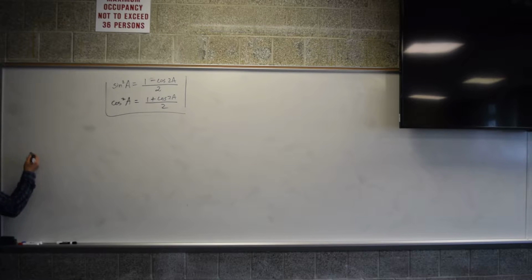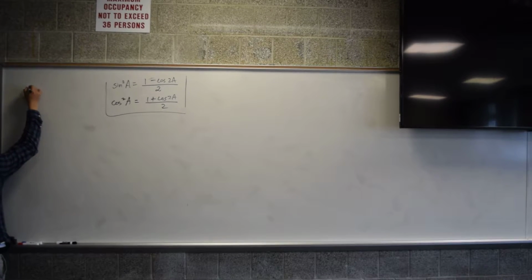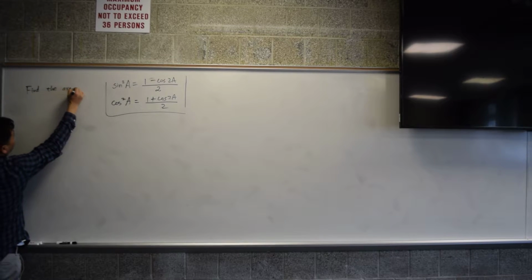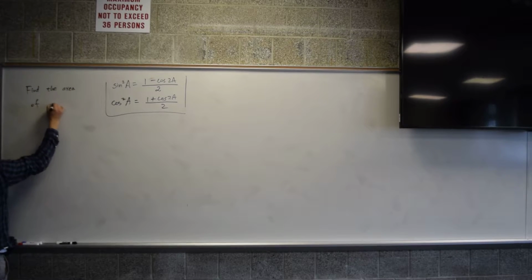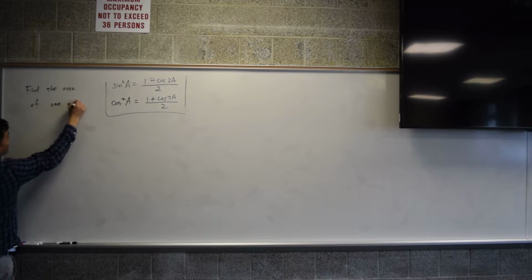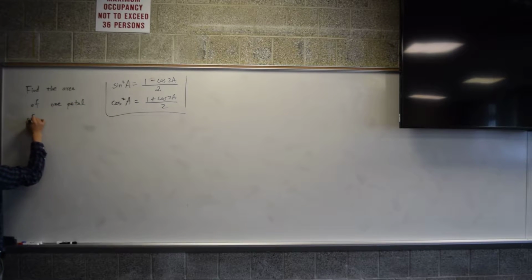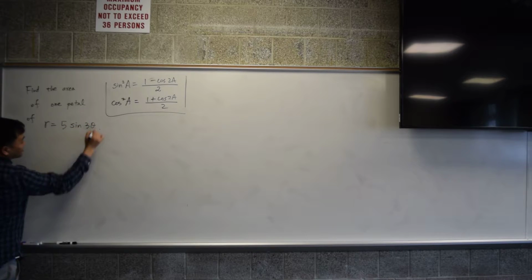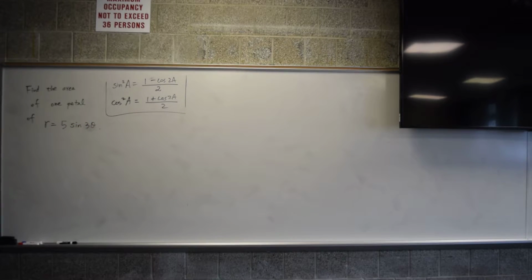Okay, this time, let me ask the following. Find the area of one petal of r equals 5 sine 3 theta. Think about the following.